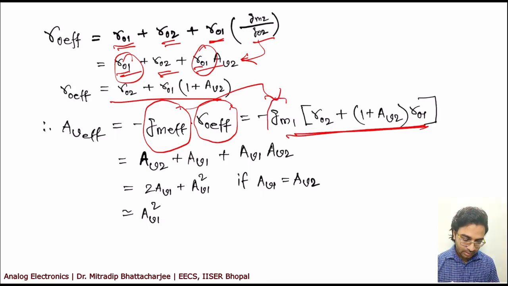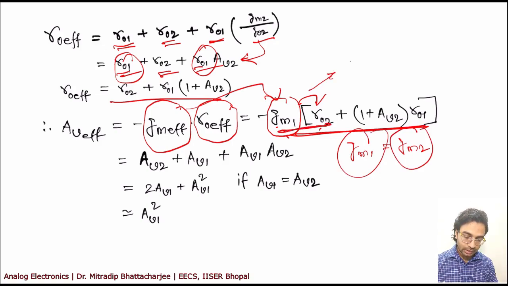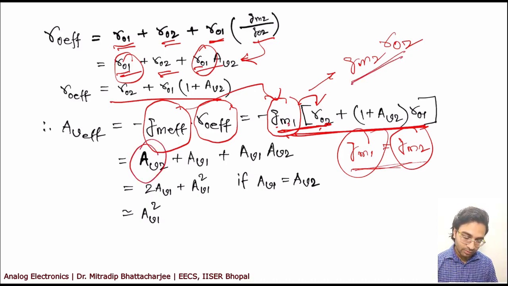Now just multiply Gm with every term, so you'll find Gm1 RO2 is equal to, for identical transistors, if both the M1 and M2 are identical, your Gm1 value will be equal to Gm2. So Gm1 RO2 can be written as Gm2 RO2. If both of them are identical, both the values will be equal. So this value is your AV2. Then you have GM1 R01, which is AV1. So AV1 plus AV1 into AV2. This is your expression.